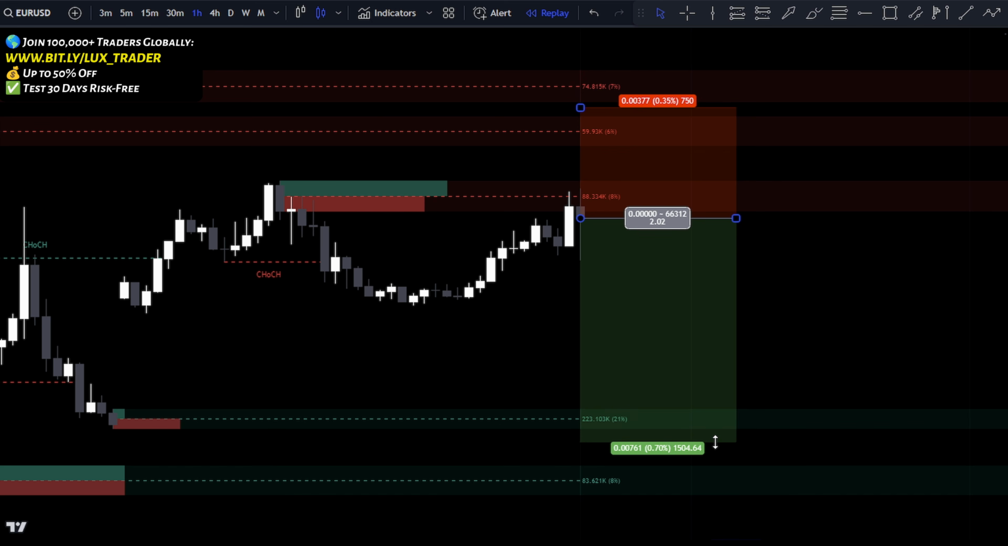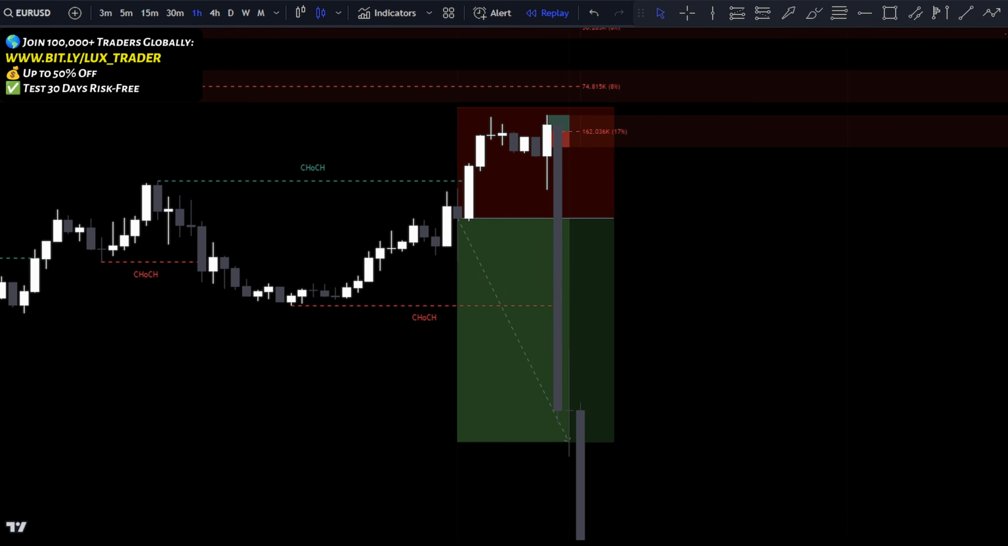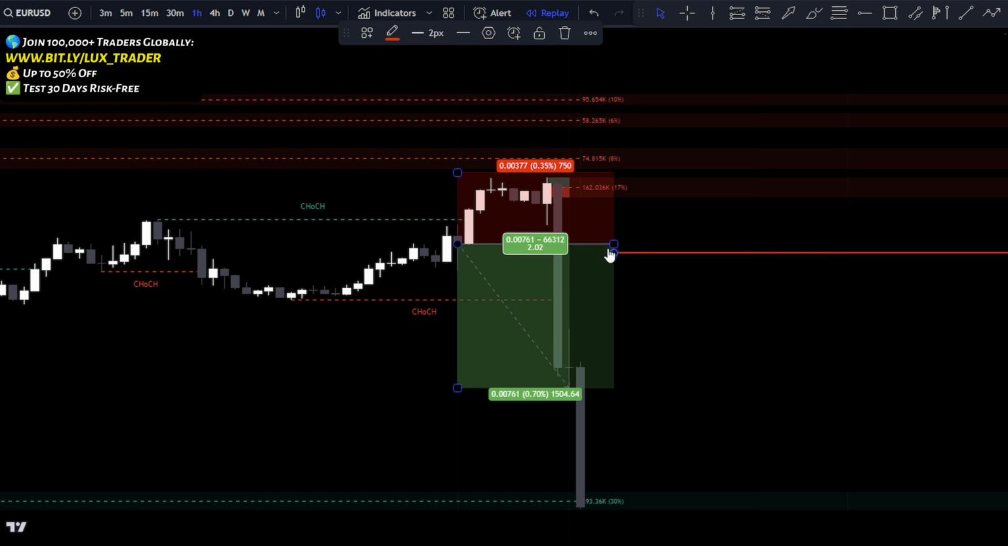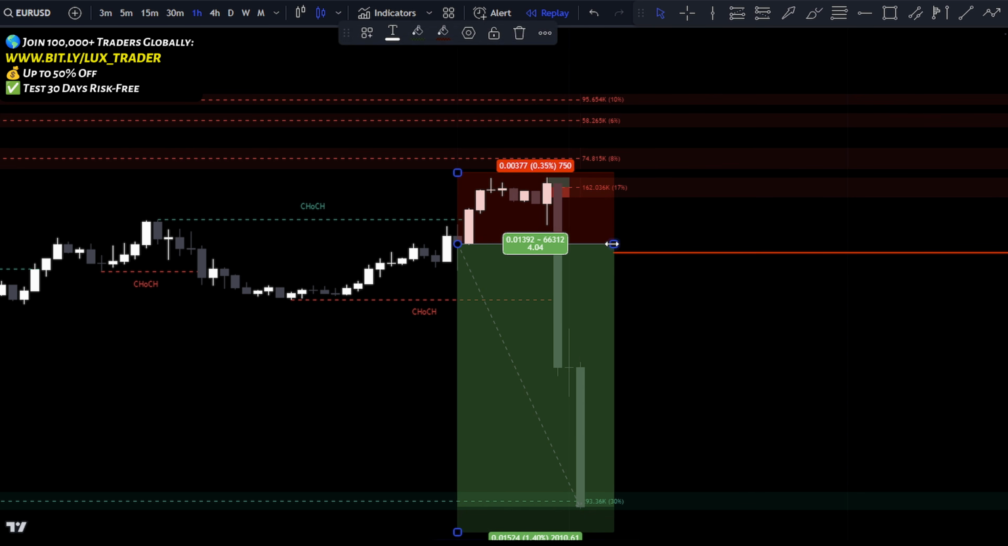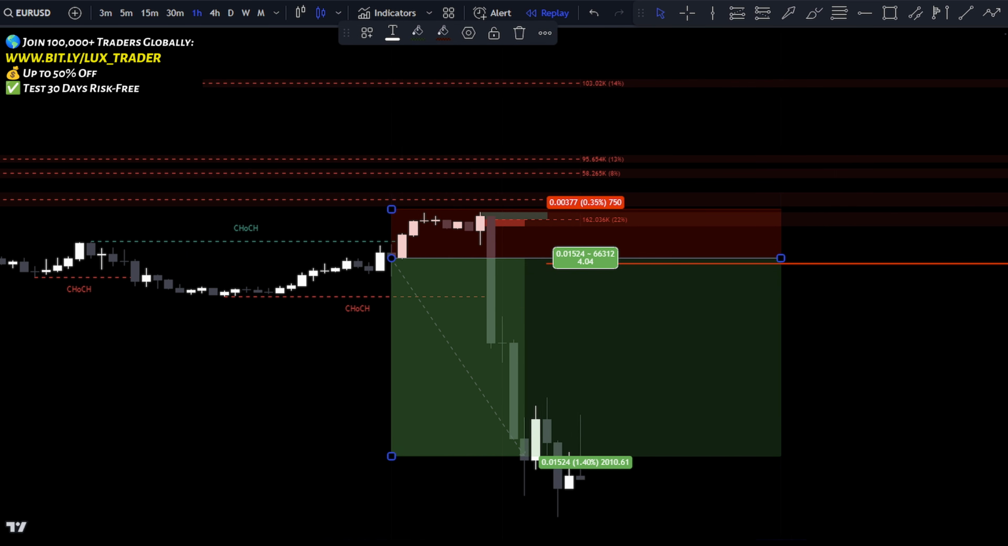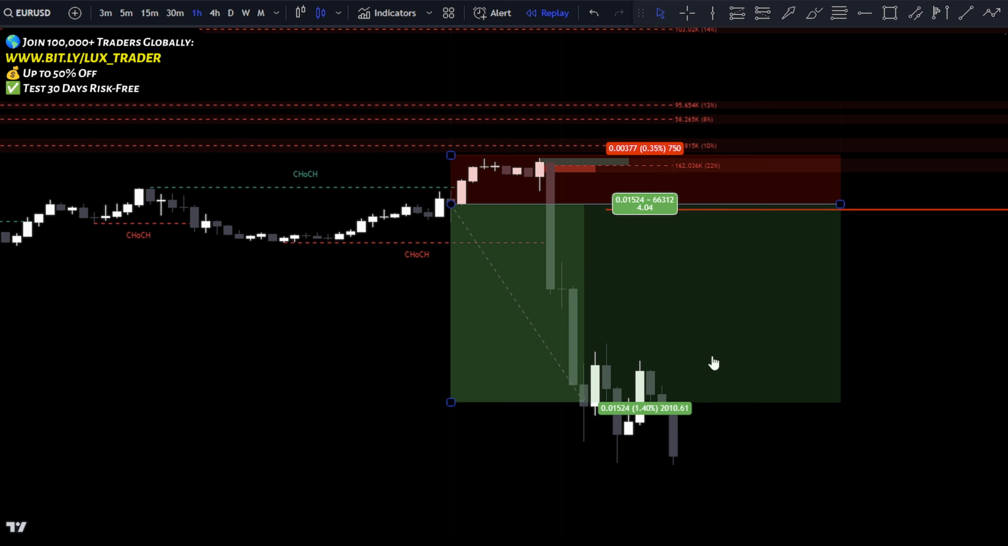For profit taking, we'll follow the same approach. The first target is set at a 1-to-2 risk-to-reward ratio. When the price reaches this level, close half of your position and move your stop loss slightly below your entry price. The second target is a 1-to-4 risk-to-reward ratio to capture larger market moves.